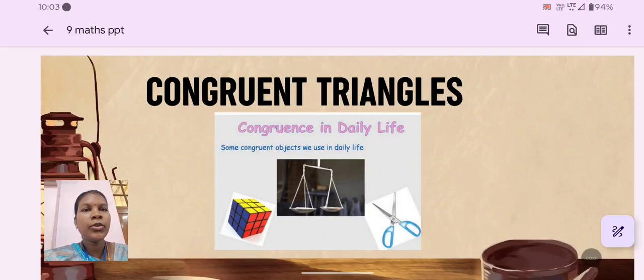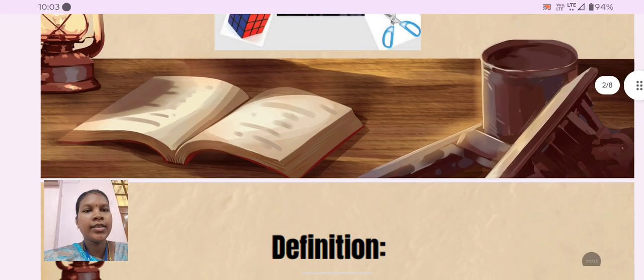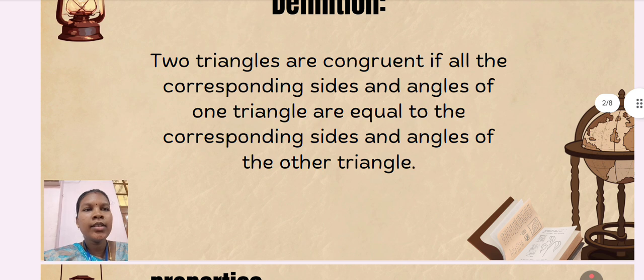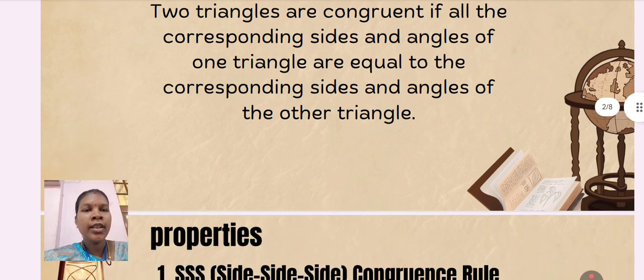Good morning. Today we are going to see about congruent triangles. Definition: two triangles are congruent if all the corresponding sides and angles of one triangle are equal to the corresponding sides and angles of the other triangle.